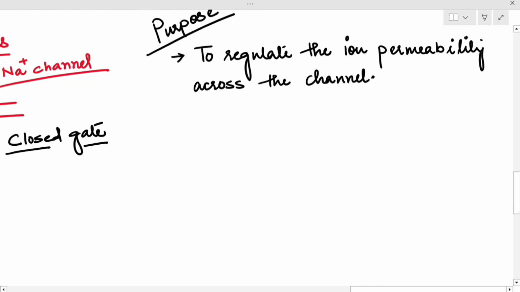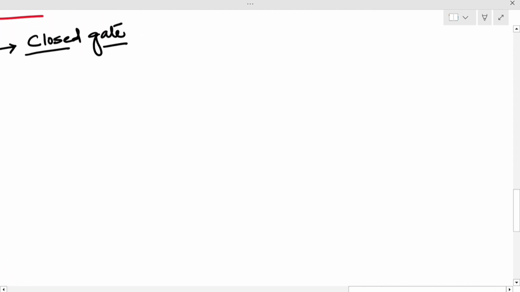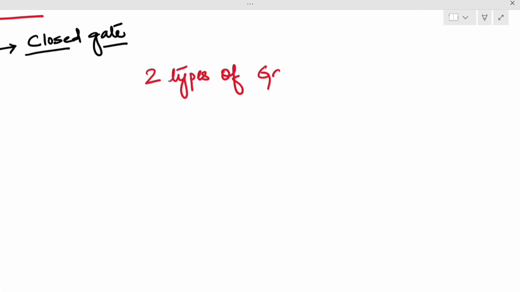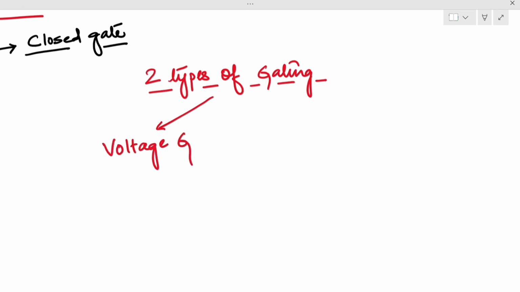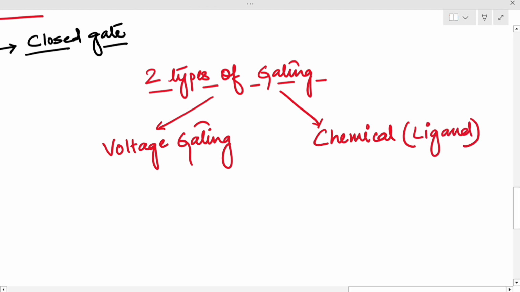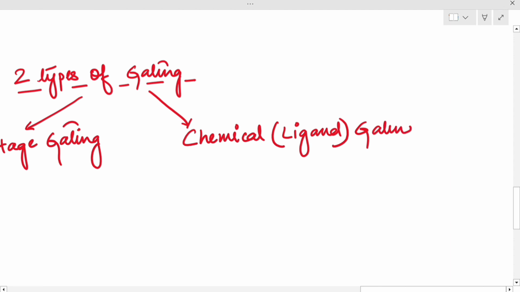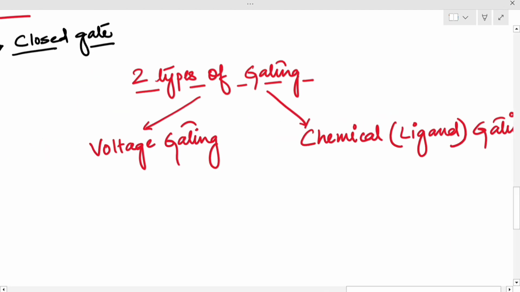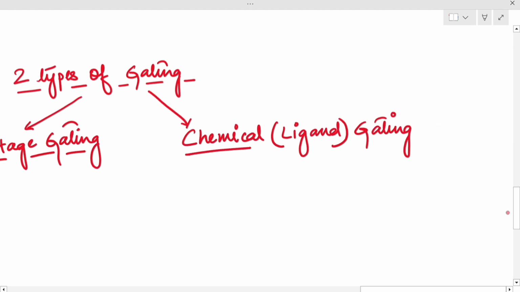Now there are two types of gating. One is voltage gating, and the other one is chemical or ligand gating. Okay, fine.